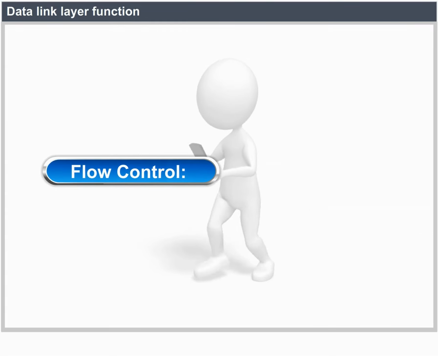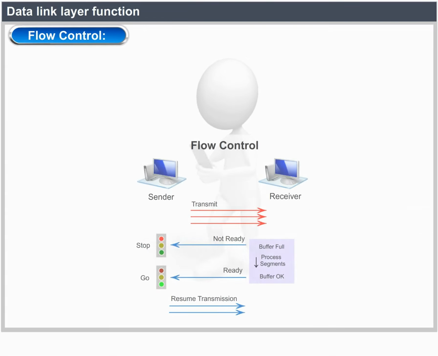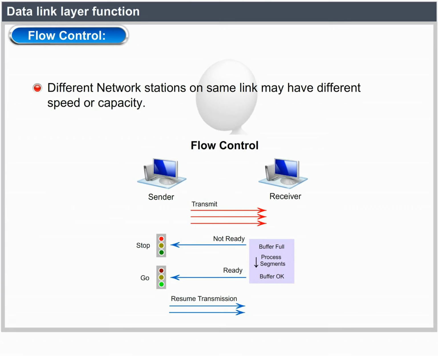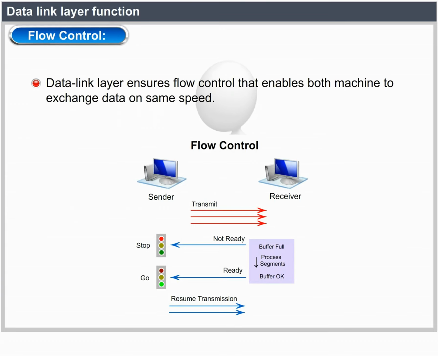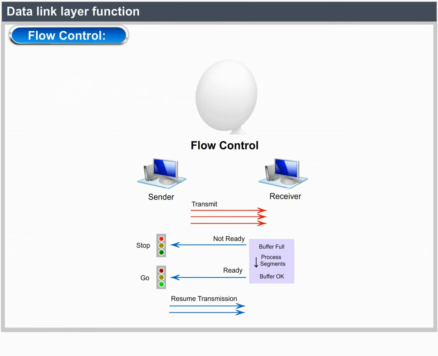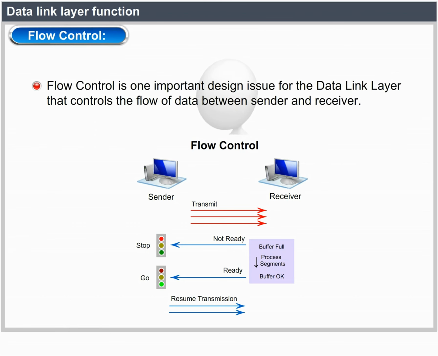Flow control. Stations on the same link may have different speed or capacity. The data link layer ensures flow control that enables both machines to exchange data at the same speed. Flow control is one important design issue for the data link layer that controls the flow of data between sender and receiver.